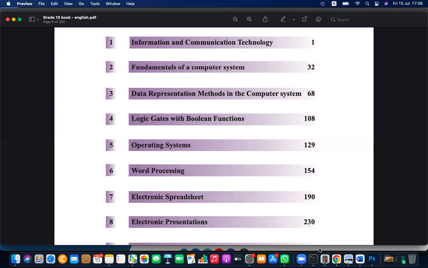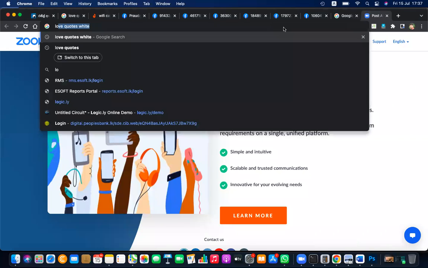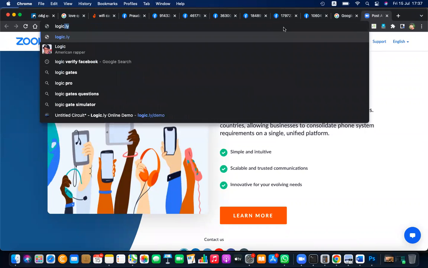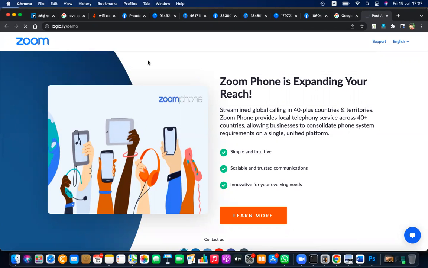Okay. To do the exercise with me, you can use this online tool. That is logic.ly/demo. So please log into this interface. It's a bit easy to do the practical using this.